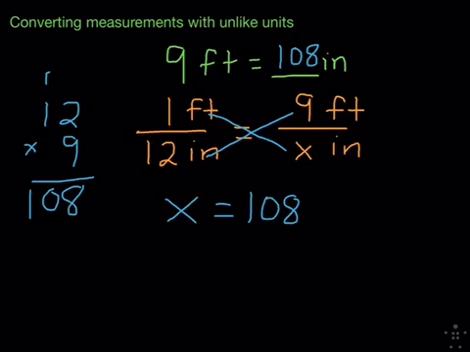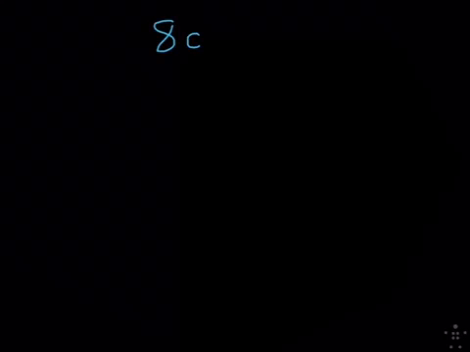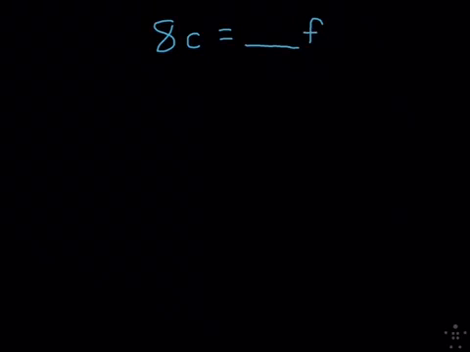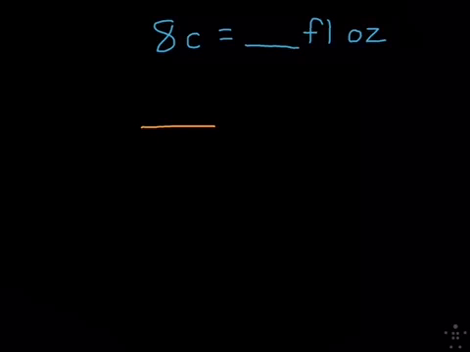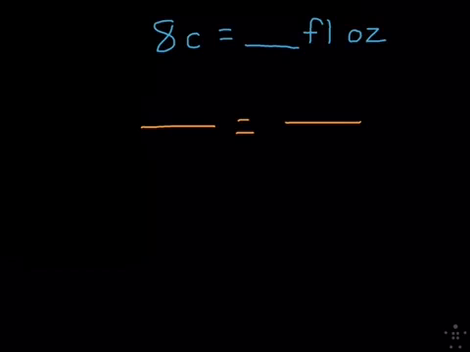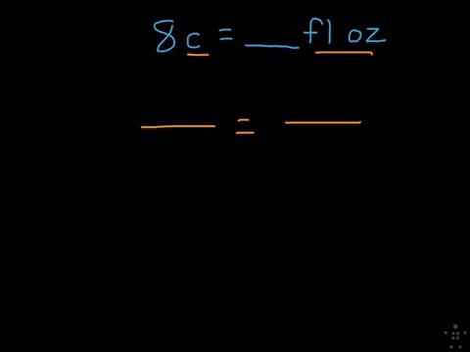All right, let's try one more just so we get the hang of it, with fluid ounces and cups. Let's pretend we have 8 cups, and we want to know how many fluid ounces 8 cups is equal to. So just as we did before, we're going to set up two fractions. The labels are already given to us, cups and fluid ounces, so I'll do the same here. Same thing for the numerator and denominator on the right side.